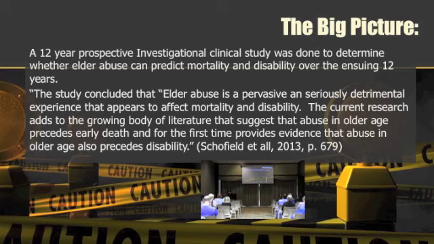There was a 12-year retrospective study that was done. This study concluded that elder abuse is pervasive. It's a seriously detrimental experience that appears to affect the mortality and disability of our patients. Current research adds to the growing body of literature that suggests that abuse in the older adult precedes early death, and this study provides evidence for the first time that abuse in older ages also precedes disability. So all the data is showing that abuse and neglect increase mortality and morbidity greatly.